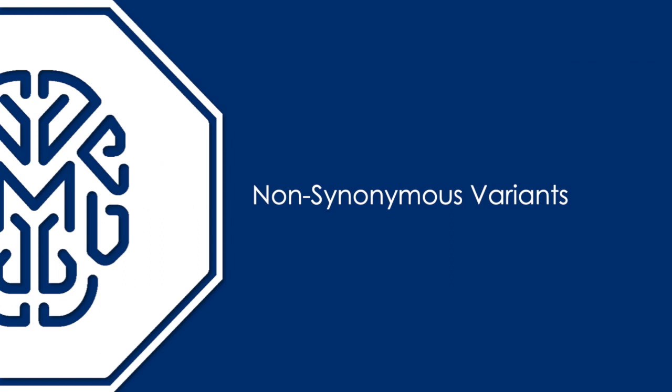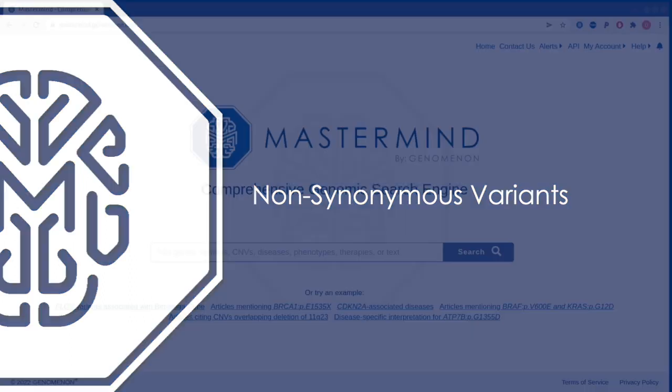Now that we've covered the general principles by which Mastermind is laid out and some basic analysis workflow, let's go into how you might search for evidence for different types of variants. Let's start maybe with the most commonly searched variant type, which is non-synonymous variants.